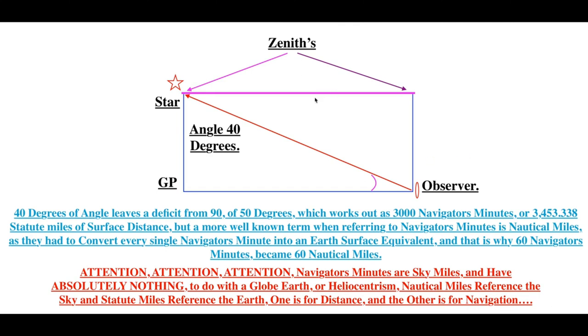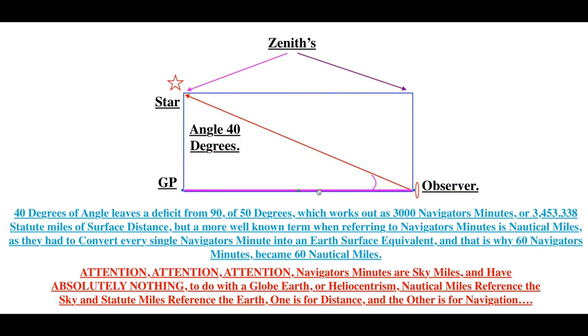Okay, so this is how it works. See this purple line here? This is the 3,000 navigator's minutes, or 3,453 statute miles in a straight line distance. But because it's in the sky, it's not a statute mile. So what they had to do is take all these navigators' minutes, once they have determined that co-altitude distance, bring them down to the surface of the earth and call them nautical miles.